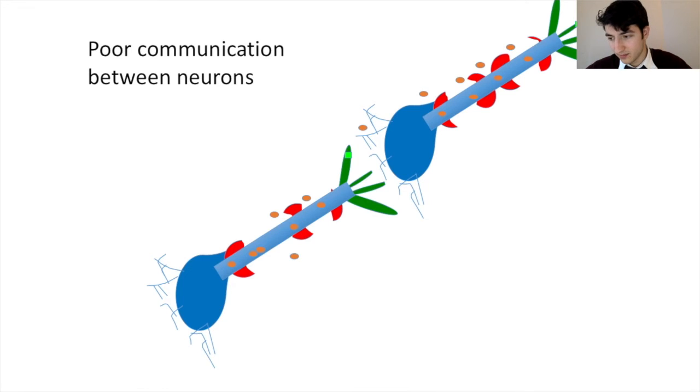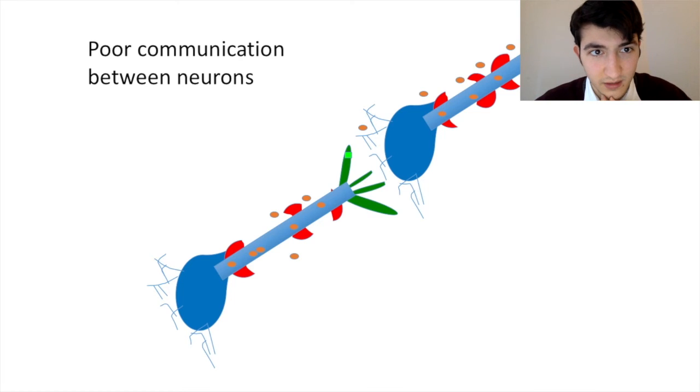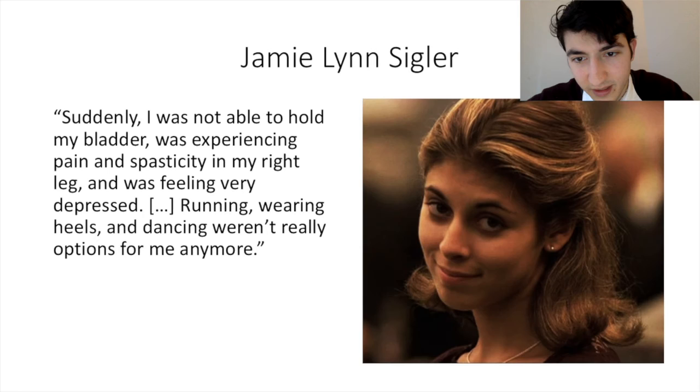And to really make it tangible, I'll show a case study of someone who is everybody's favorite actress from everybody's favorite TV show, Jamie Lynn Sigler, who plays Meadow Soprano on The Sopranos. She actually has multiple sclerosis, and this is a quote about her dealing with it.